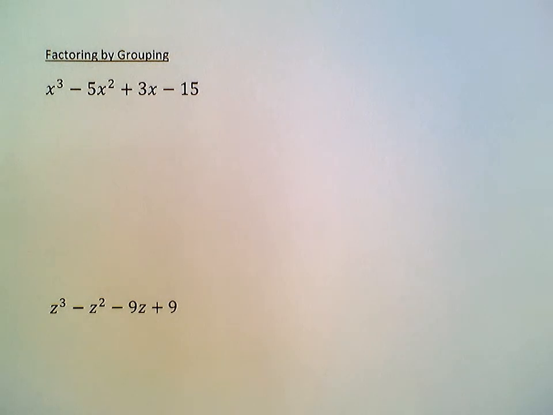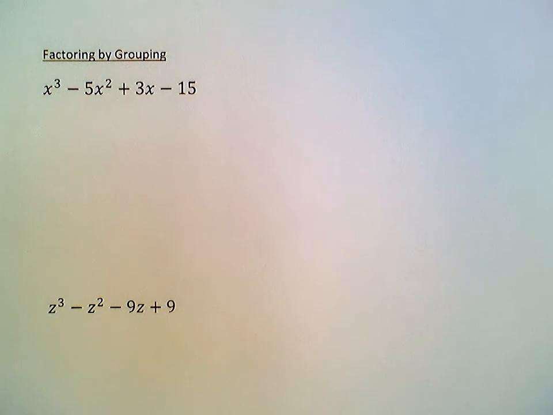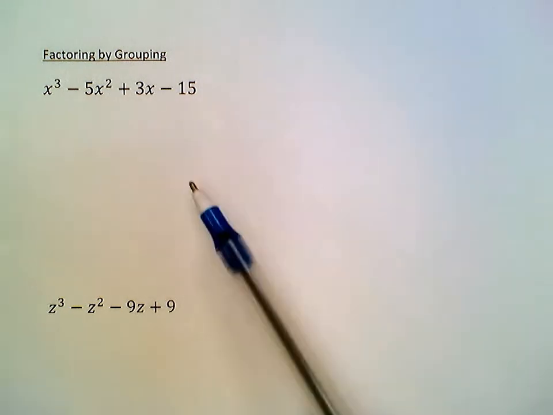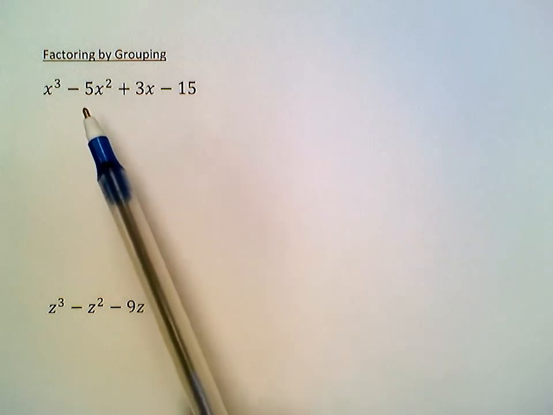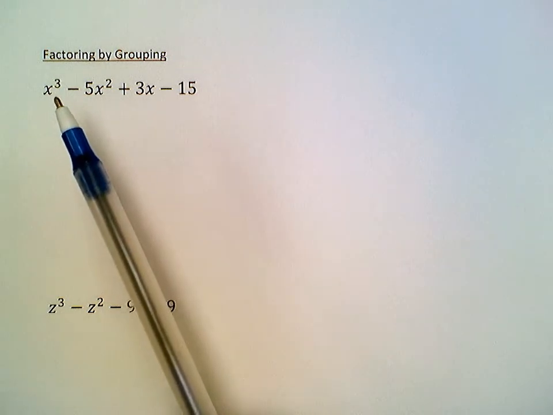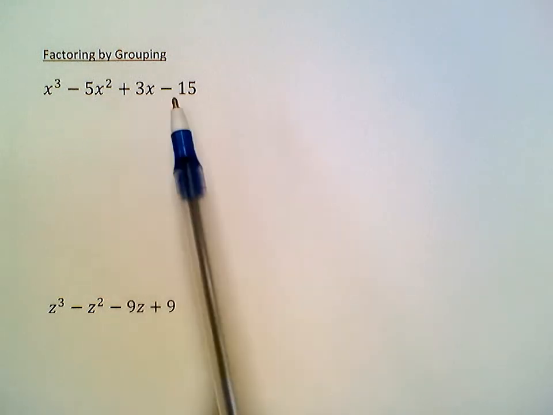All right. Last kind of factoring we're going to talk about is factoring by grouping. Generally this is a strategy to use when you have a polynomial with four terms. So here I've got x cubed minus 5x squared plus 3x minus 15.